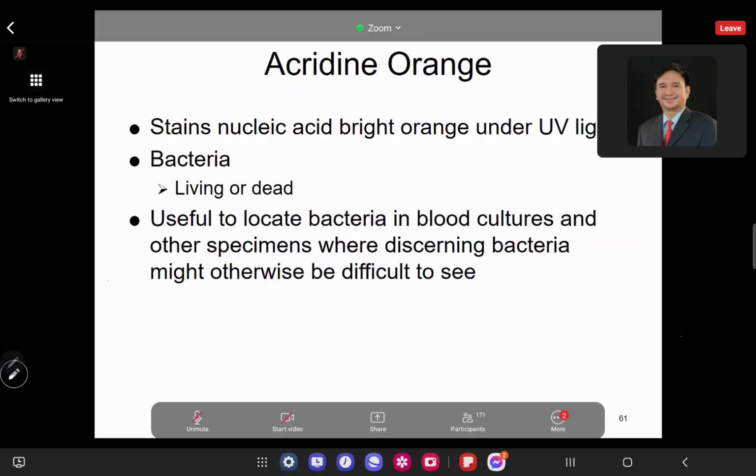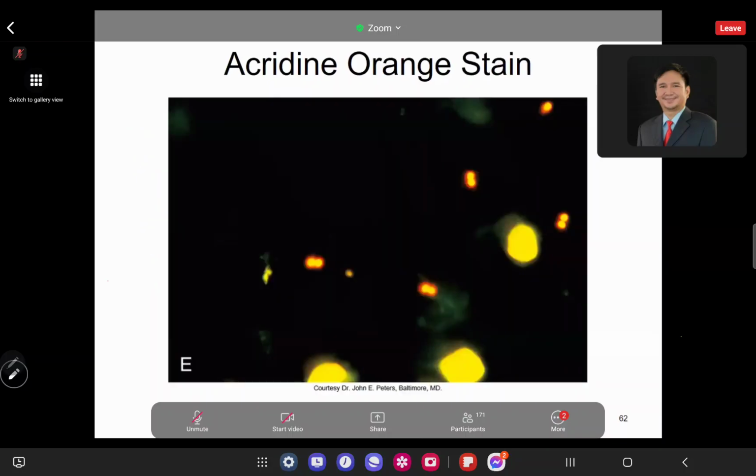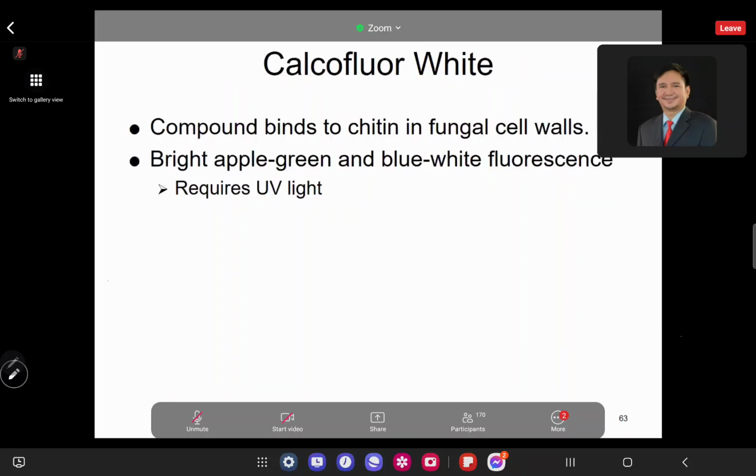It is particularly useful for locating bacteria in blood cultures and other specimens where detection is challenging due to low bacterial load. So can you identify the presence of bacteria here? Yellow or orange? Orange. Bright orange. Also the yellow ones, they could also be indicative of the presence of bacteria.